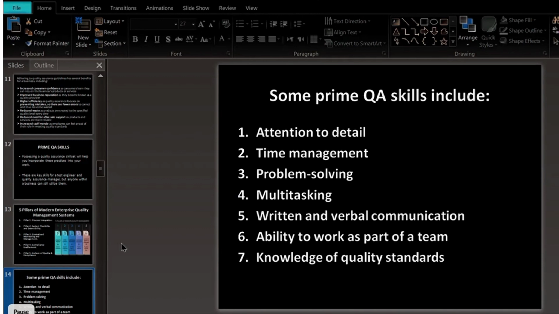Okay, faster learning, some prime QA skills include multitasking. That is something very important because multitasking we are designed in a way, हमें बनाया ही ऐसे गया है कि जहाँ पे हम एक वक्त में एक काम नहीं कर रहे होते, बल्कि हम बहुत से काम एक ही साथ एक ही वक्त में करते हैं. So that is something very important.